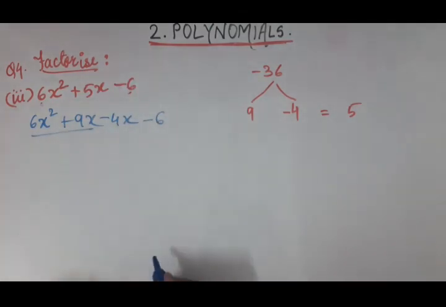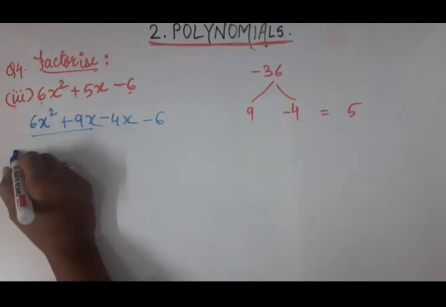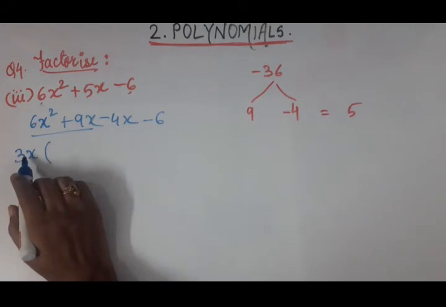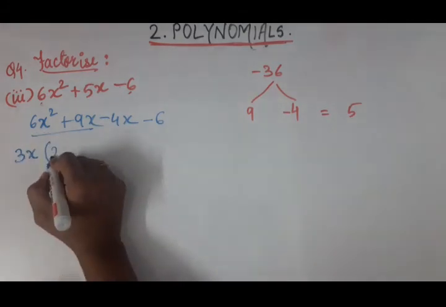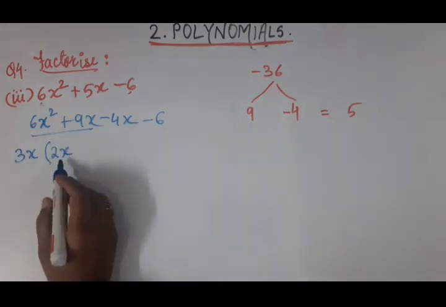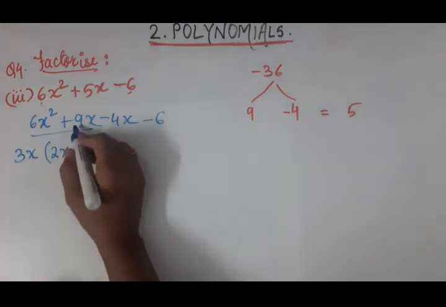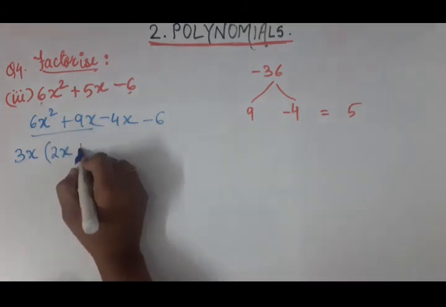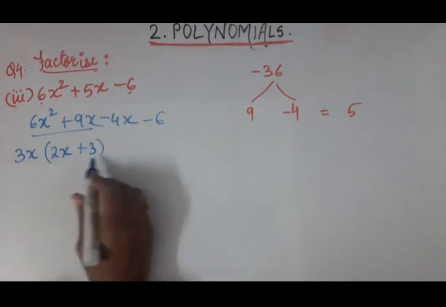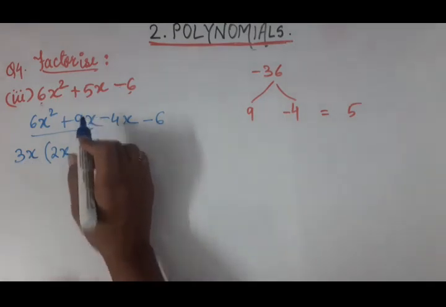Now take the first two terms. What common can I take out of that? 3x I can take common. If I take 3x common from 6x square, what remains is 2x. 3x into 2x I'll get 6x square. And if I take 3x common from 9x, what remains is 3. 3x into 3 I'll get 9x.